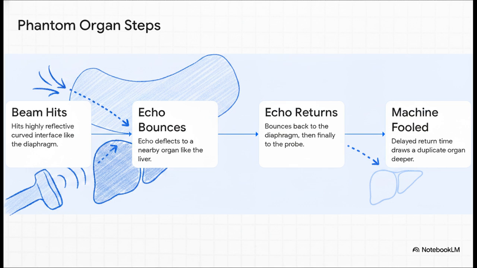Step 4. Remember, the machine assumes sound travels in a perfectly straight line out and back. Because of that extra pinball bounce, the echo takes much longer to return. The machine gets completely tricked by the delayed return time, so it draws a 100% fake, duplicate liver deep on the opposite side of the diaphragm.